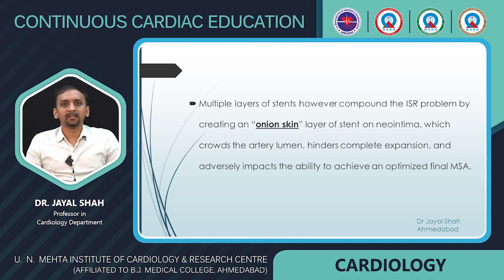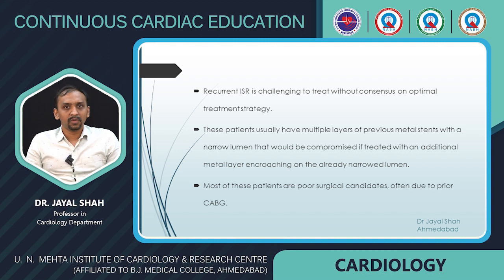Multiple layers of stent compound the ISR problem by creating an onion skin layer of neointima. It leads to crowding of the arterial lumen, hinders the complete expansion and adversely impacts the ability to achieve an optimized final MSA. So recurrent ISR is a challenging problem. There is no consensus on optimal treatment strategy. These patients often have multiple layers of stents with a narrow lumen, which is further compromised if treated with an additional metal layer that encroaches the already narrowed lumen.